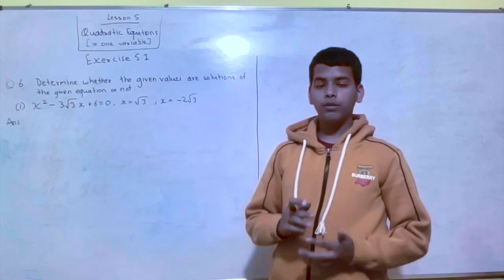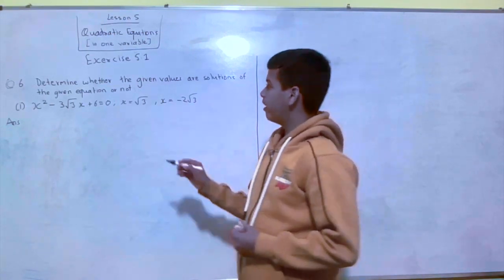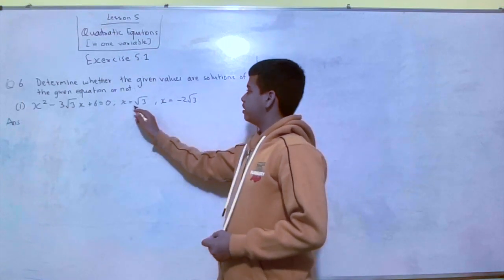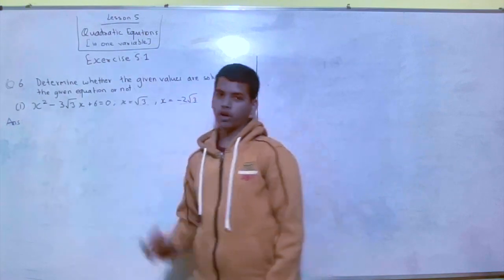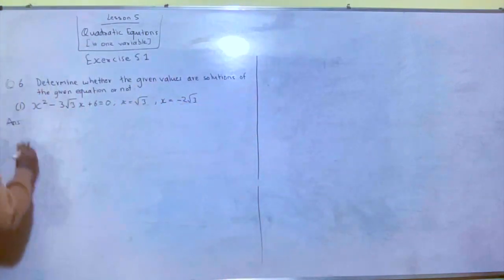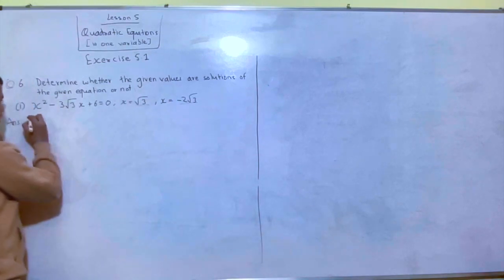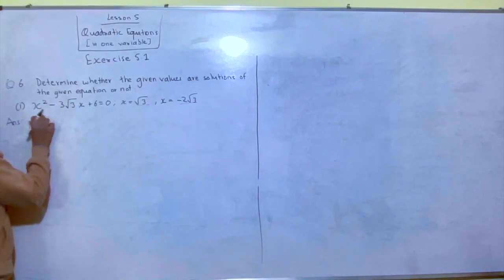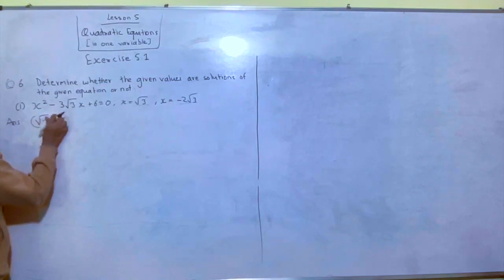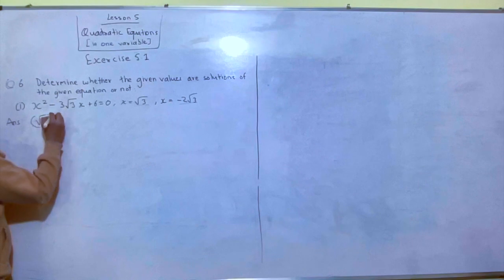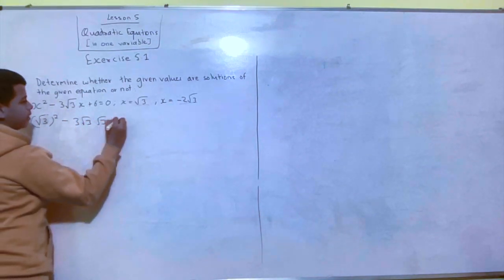Okay, now we are going to move towards a more challenging question. In this question, we again have to determine whether root 3 and minus 2 root 3 are solutions of this equation or not. First, we have to check for root 3. Here I have x square. I'm not going to write it again. I'm just going to write root 3 square minus 3 root 3 times root 3 plus 6.